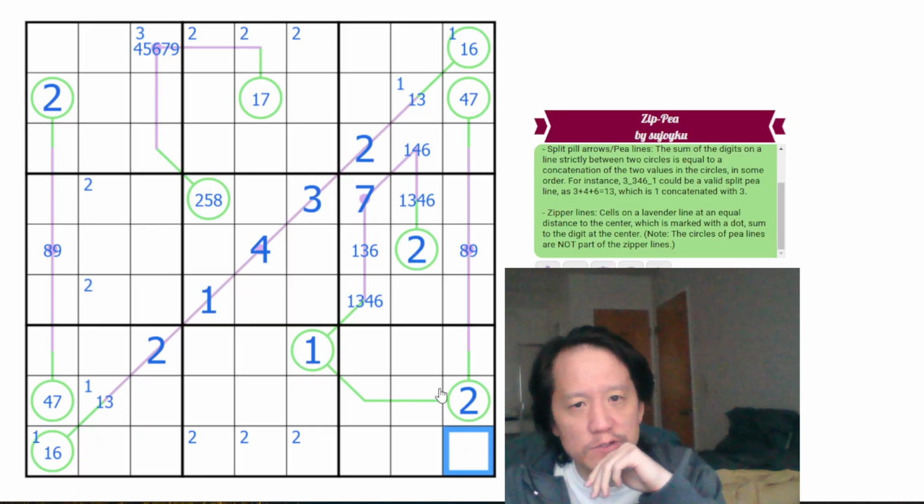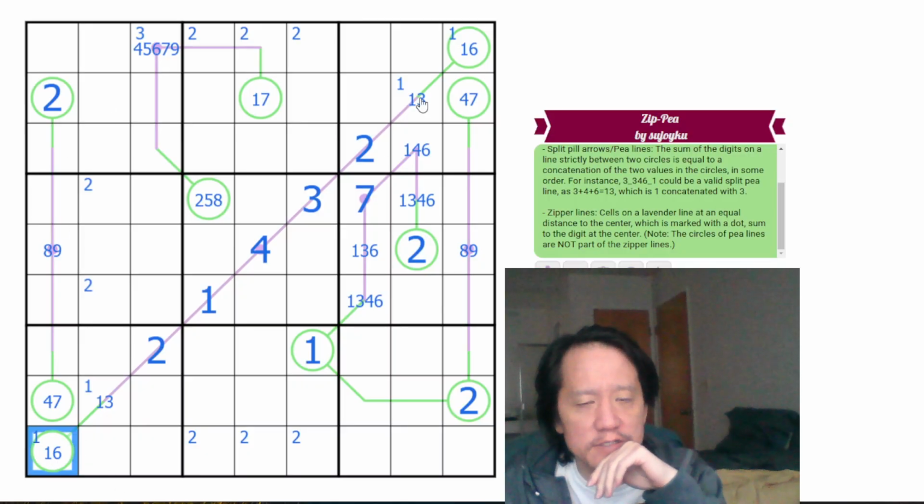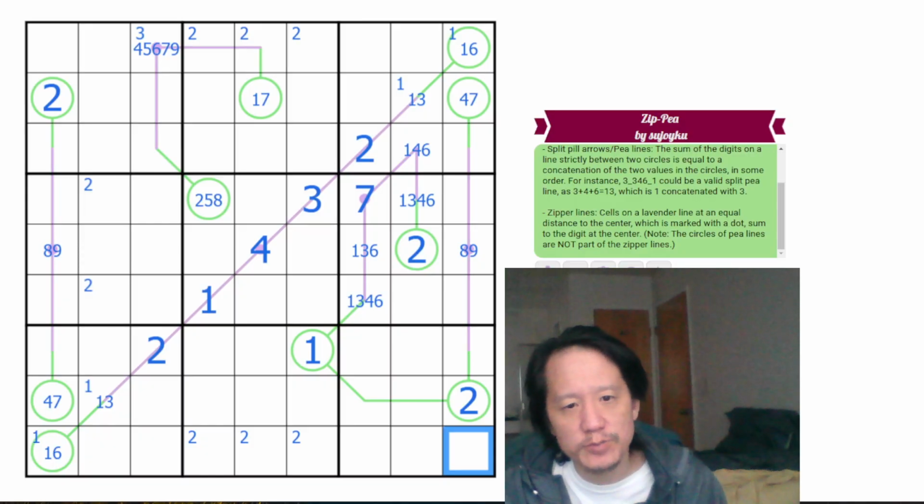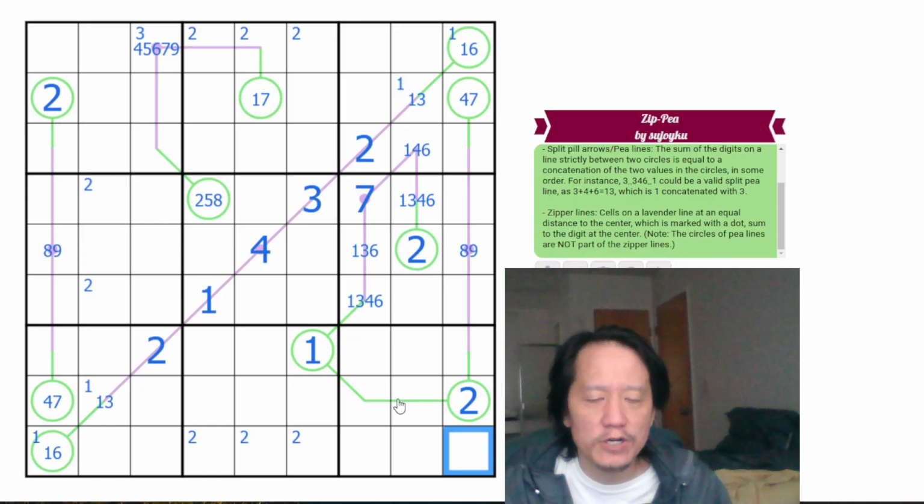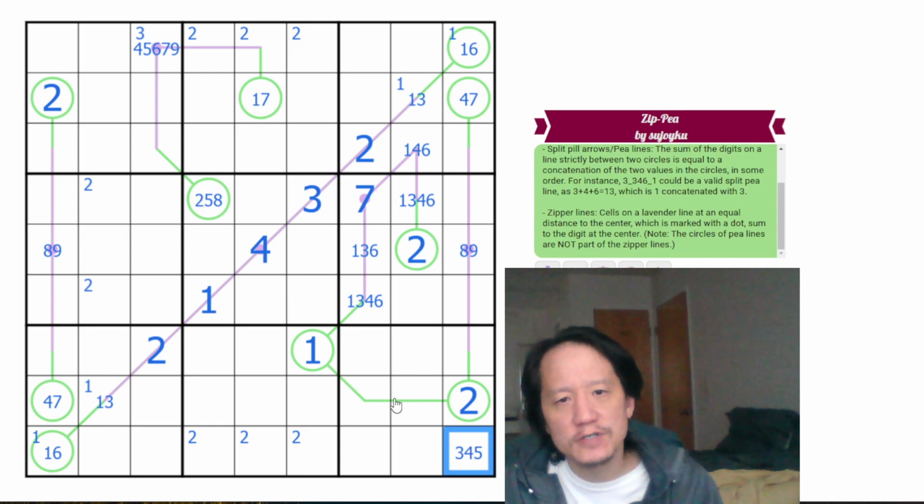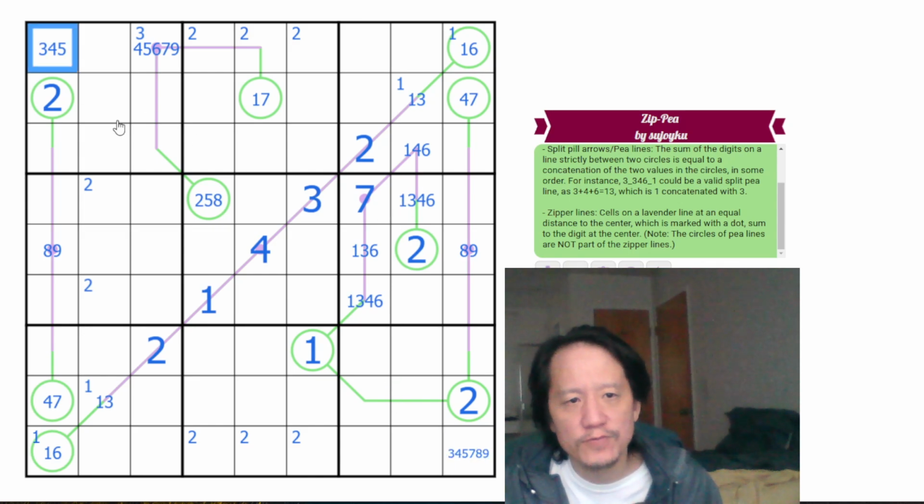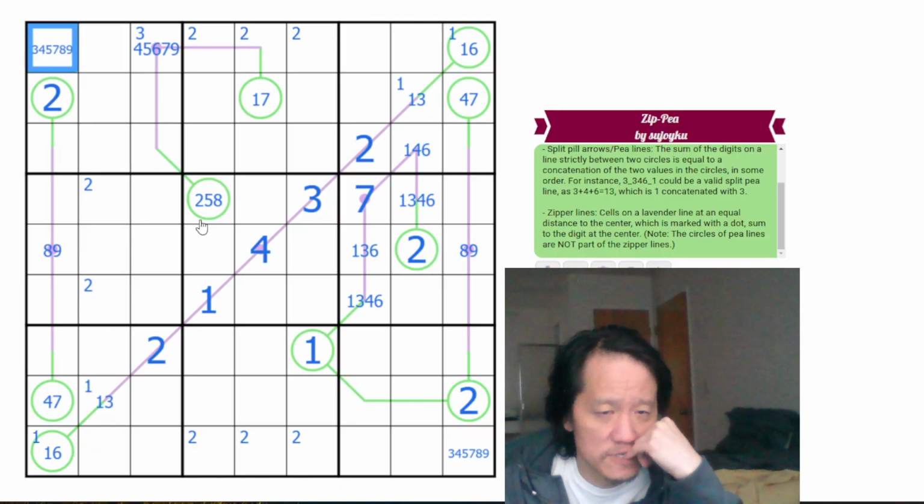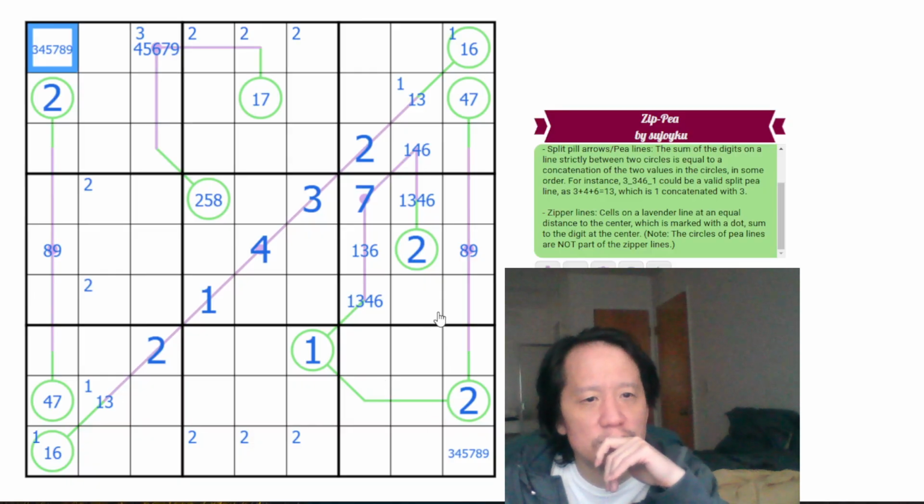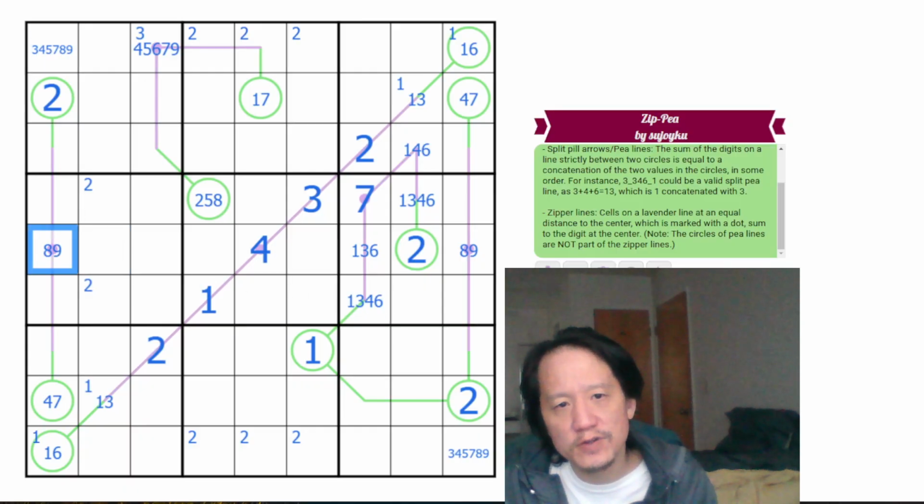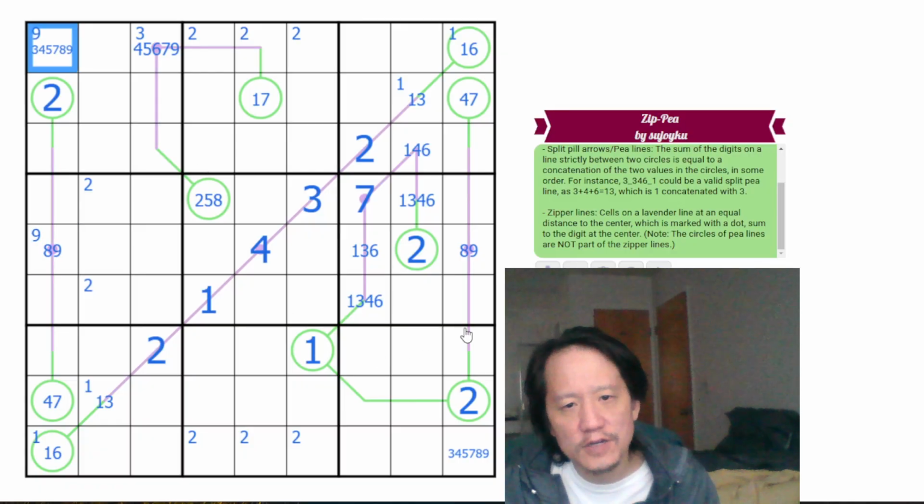This cannot be 1 or 6 because we know 1 and 6 are unique here. So this can't be 1 or 6 either. So therefore, this has to be... Cannot be 1, cannot be 2, 3, 4, 5, no 6, 7, 8, or 9. So same here. This is 3, 4, 5, 7, 8, 9. If this is 8, this must be 9. So 9 has to be one of these two. If this is 8, this is 9. So 9 has to be one of those two.